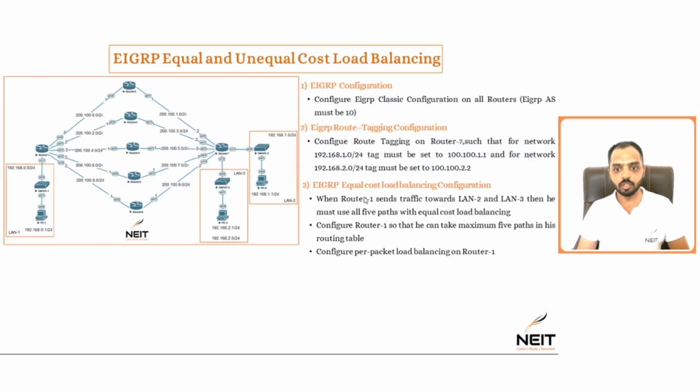Now the third task is to configure the EIGRP equal cost load balancing on router 1, so that when it sends the traffic towards LAN 2 and LAN 3, it must use all the 5 paths with equal cost load balancing. Also router 1 must take all the 5 paths in the routing table. Also we have to configure the per packet load balancing on router 1.